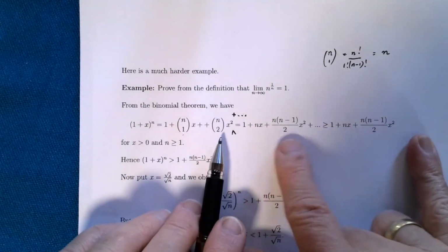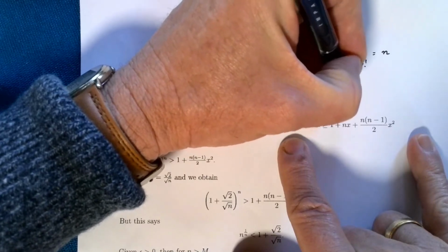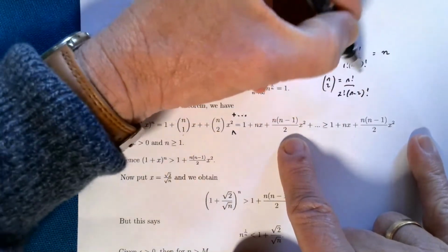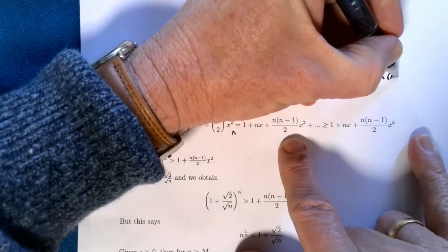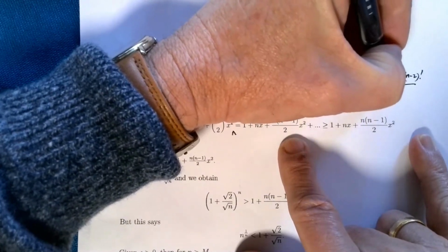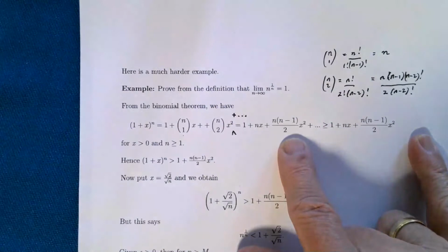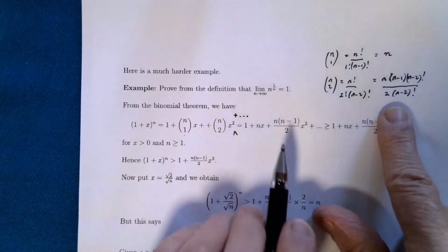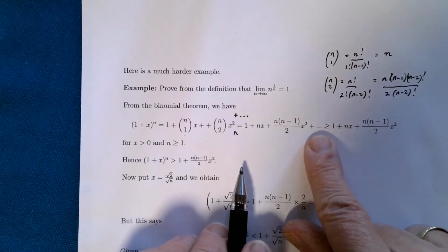Similarly, n choose 2 is n factorial over 2 factorial times n minus 2 factorial, and you can do a bit of cancellation here. This is n times n minus 1 times n minus 2 factorial over 2 factorial times n minus 2 factorial. These cancel out, and you just get n minus 1 over 2, and that'll be multiplied by x squared, plus dot dot dot. Now I'm going to toss away the dot dot dots.